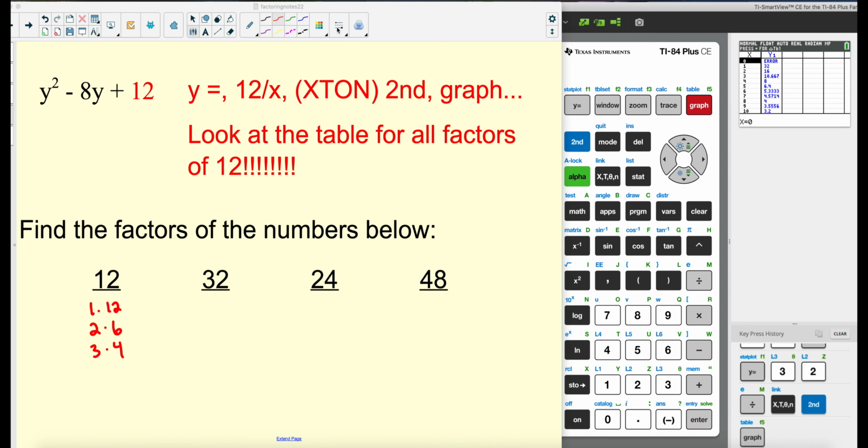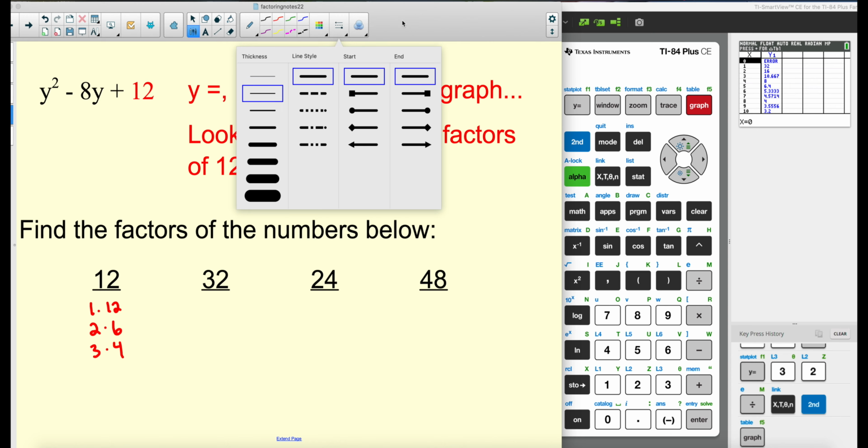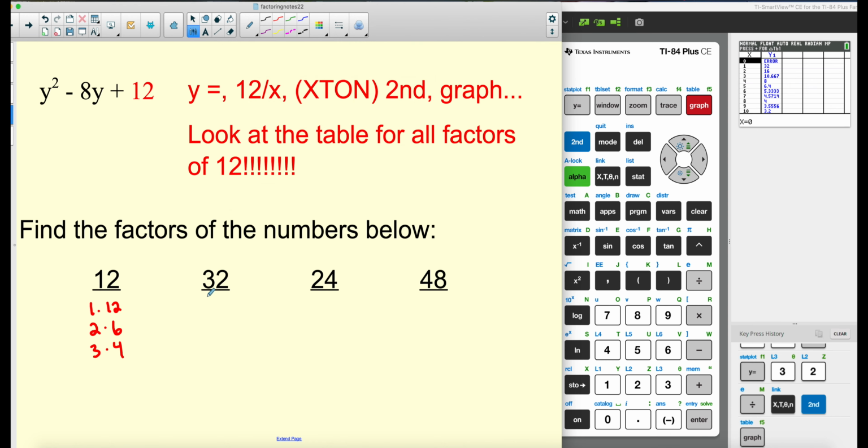I just want to adjust this real quick and go here. Okay, so our factors were 1 times 32, 2 times 16, 4 times 8. And that's it. Those are all the factors of 32. They will never change.